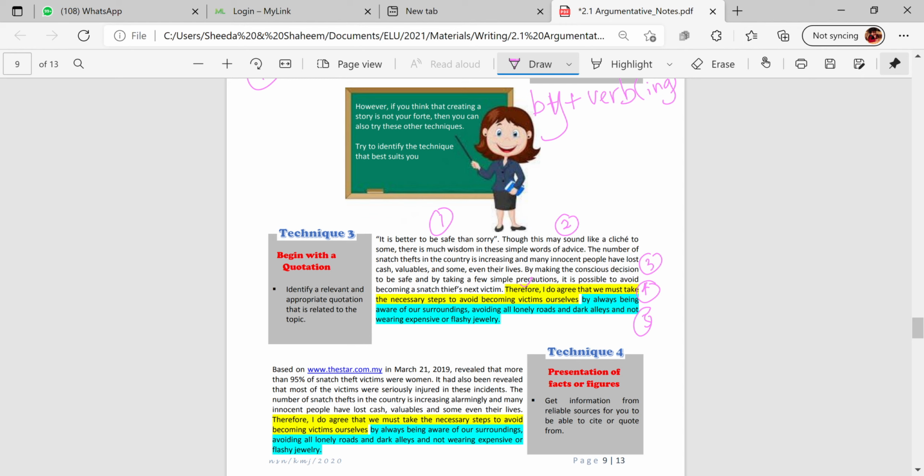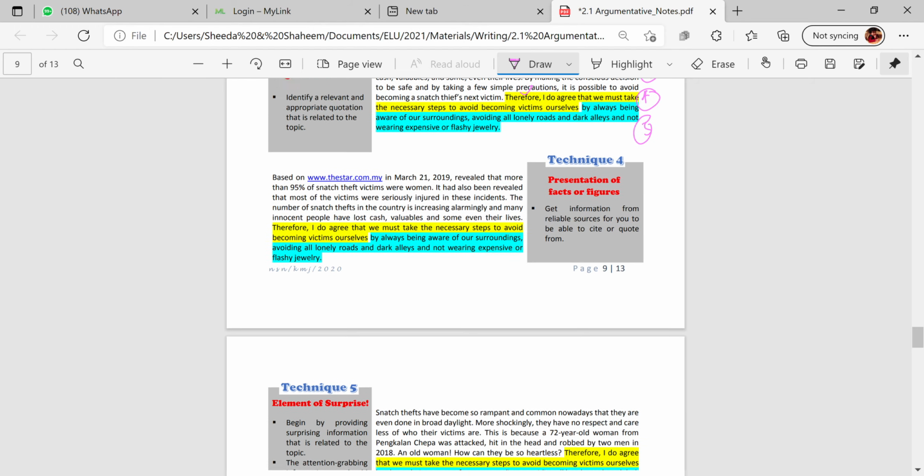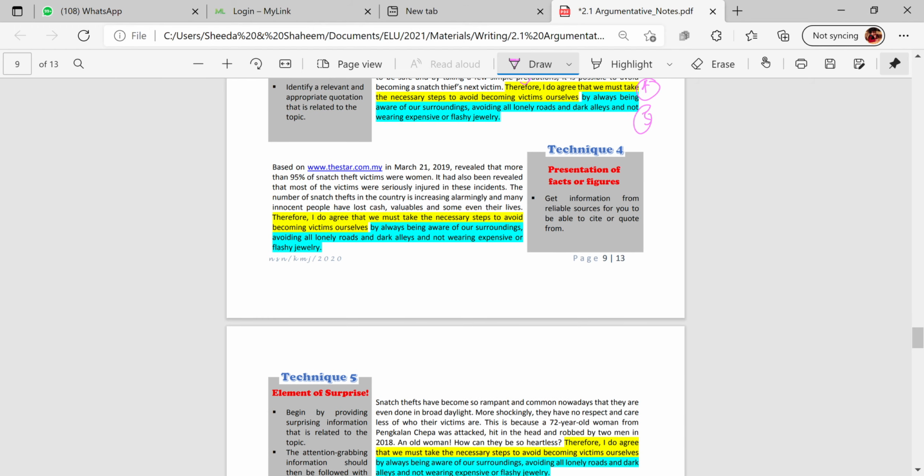This is in the case where you know of any relevant quotation that you can relate to the question given later. That is technique 3. Technique 4, presentation of facts or figures.